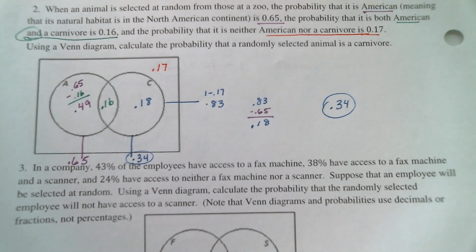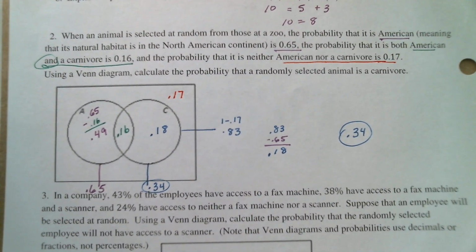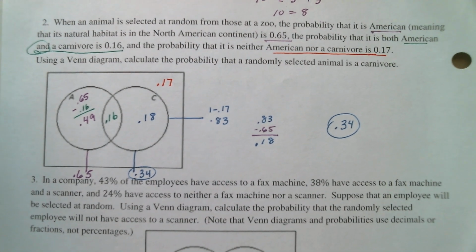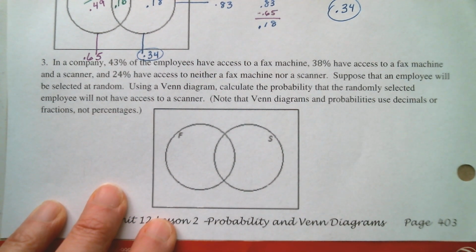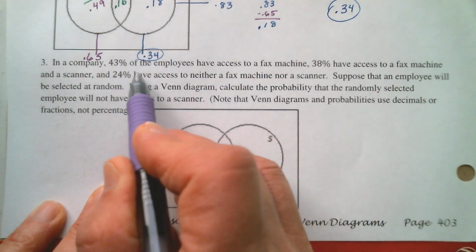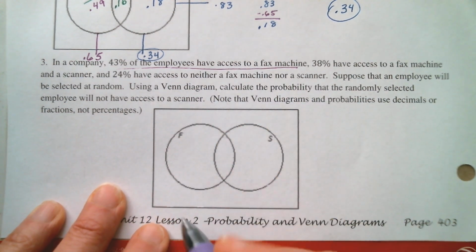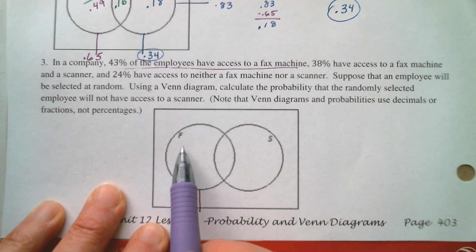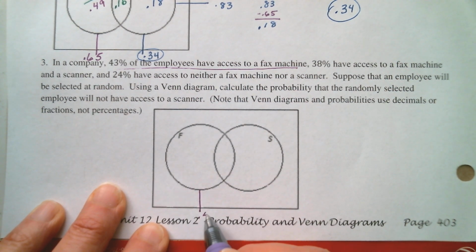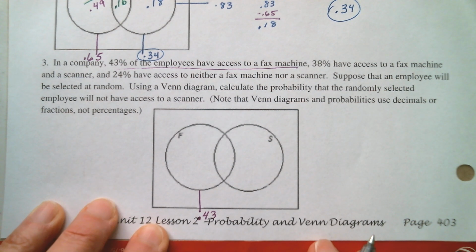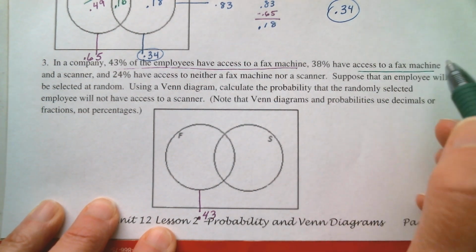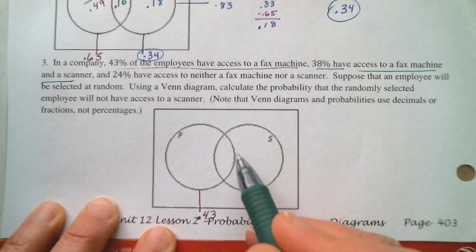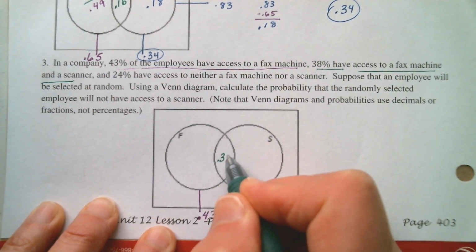Next, number 3. In a company, 43% of the employees have access to a fax machine. Okay, so I stopped right there. 43% have access to a fax machine. So lollipop stick for F, fax machine, is 0.43. 38% have access to a fax machine and a scanner. That's the overlapping region. This is 0.38.